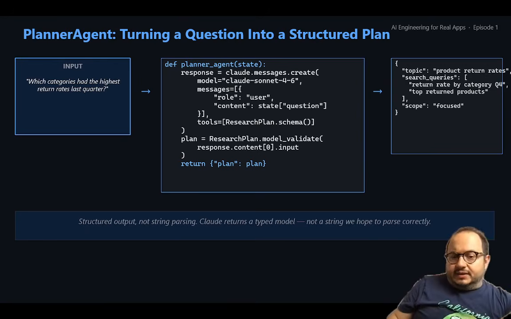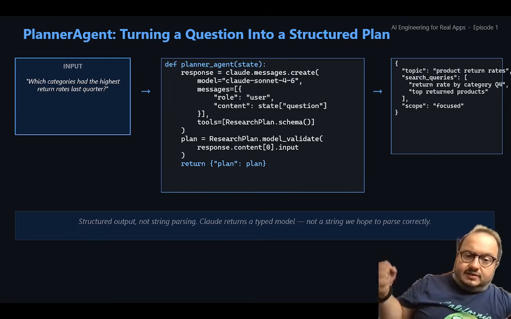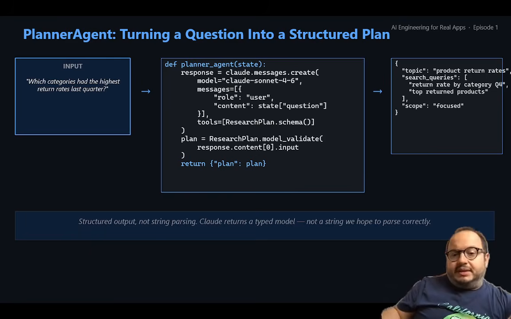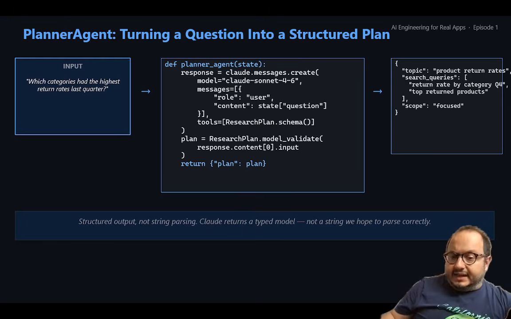The PlannerAgent has one job: take a free-form user question and turn it into a structured research plan. The function signature is simple. It takes a pipeline state, it calls Claude with the user question, and it returns a dictionary that updates the plan field of state. Inside the function, we call Claude using structured output mode, which means we pass the ResearchPlan model as the response format. Claude returns JSON that we parse directly into a model. No string splitting, no regex, no guessing.